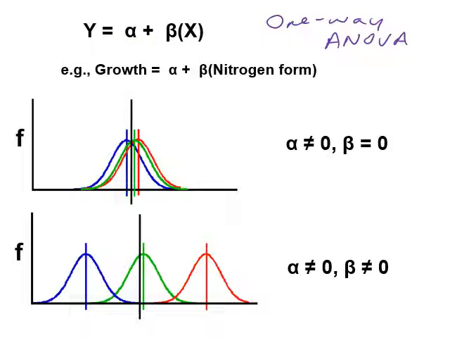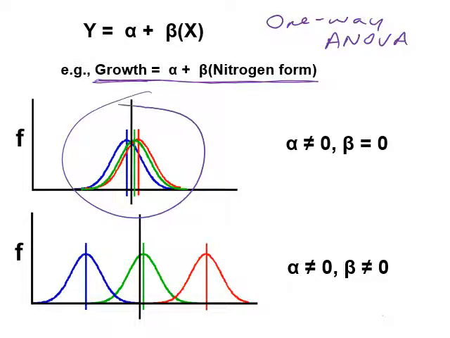Well, you can actually use exactly the same language even for an analysis of variance design. So in our example, let's say that we just had 3 levels of nitrogen that we were looking at, and we wanted to know if the 3 levels of nitrogen affected growth. We could write a model like this: growth equals alpha plus beta nitrogen form, where nitrogen form is the independent variable and growth is our response variable.